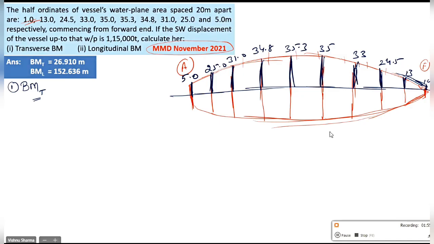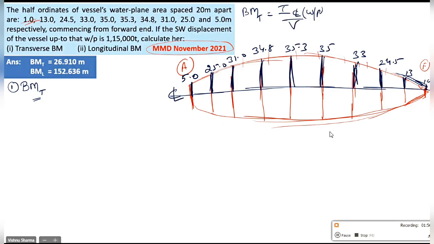Now, in this case, since half breadths are given, what does it mean? The other half is symmetrical? Yes or no? Yes, sir. If the other half is symmetrical, then the center of flotation will lie on the center line? Yes, sir. So the center line is the axis through the center of flotation, yes or no? Yes, sir.